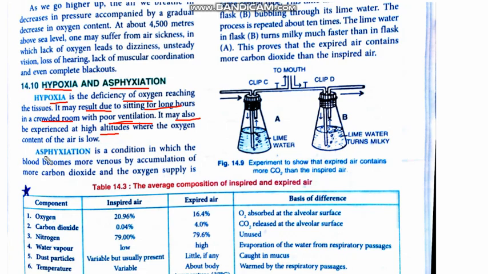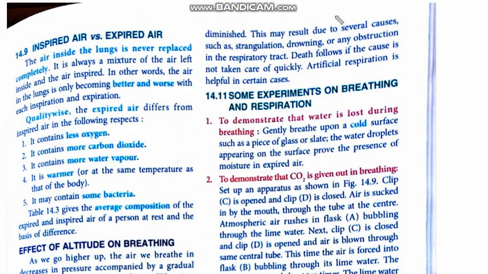Now next is asphyxiation. It is a condition in which the blood becomes more venous by accumulation of more carbon dioxide. We can basically say that when the carbon dioxide in our tissues, in our cells, is more and the oxygen amount is low, then it is known as asphyxiation. This is due to several causes like strangulation. Strangulation means when the blood vessels compress and the oxygen doesn't get any space to enter our body.